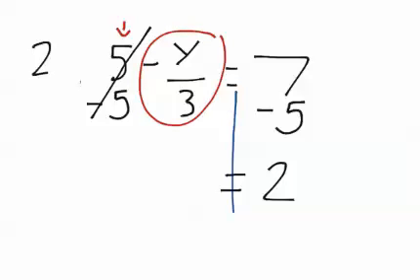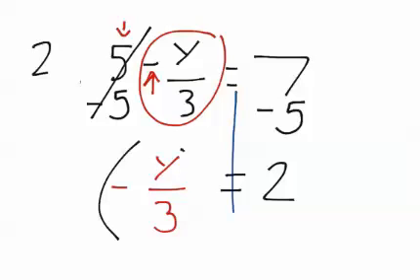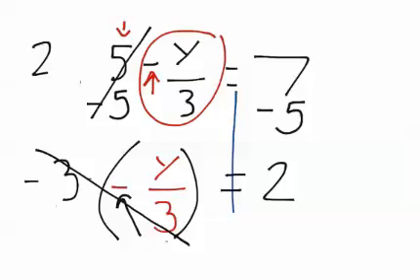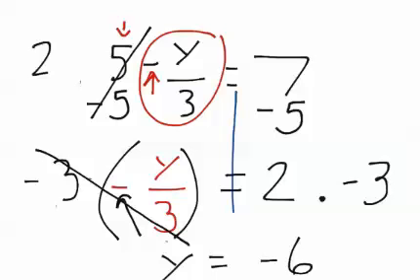So not just y over 3, you see that sign right there? Very important to carry negative y over 3 down. Okay, so y and 3 are dividing, so we are going to multiply by, not just by 3, by negative 3, because we don't want to have a negative y left over. Negative 3 times negative 1 over 3 cancels out, so I multiply this side by negative 3. I'm left with y equals negative 6.